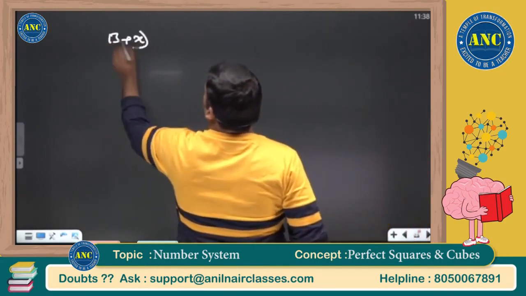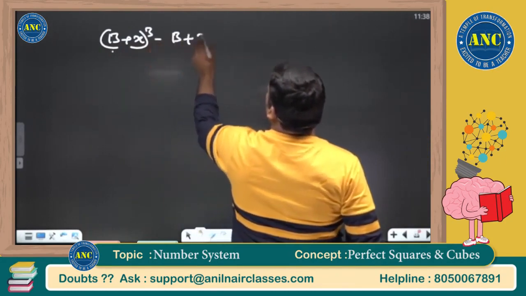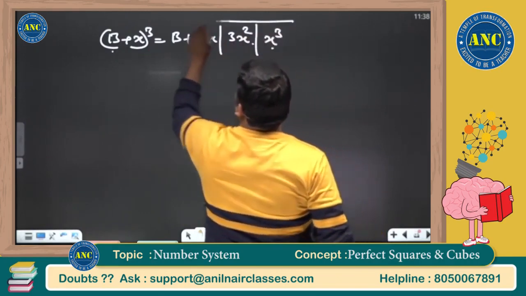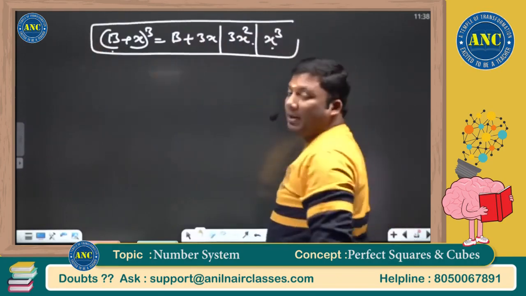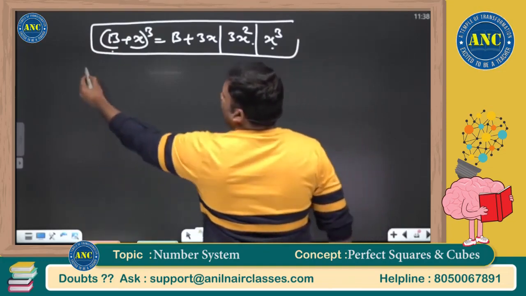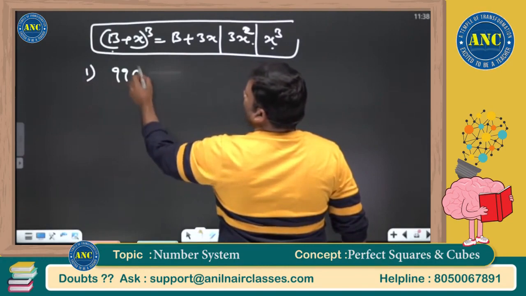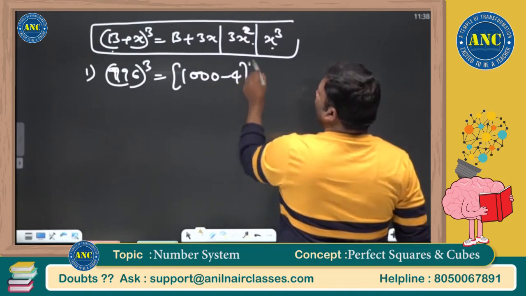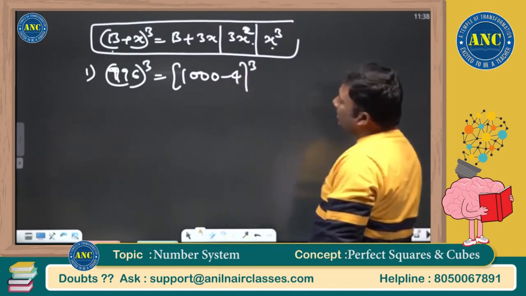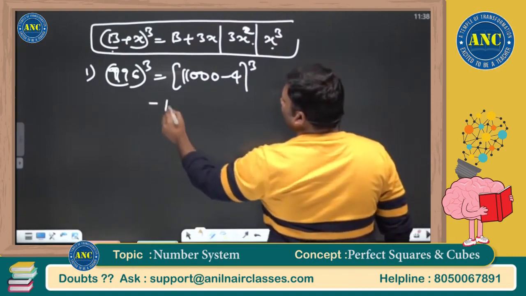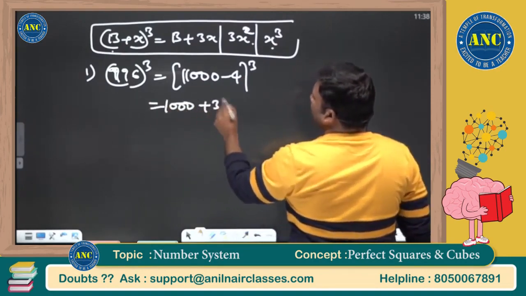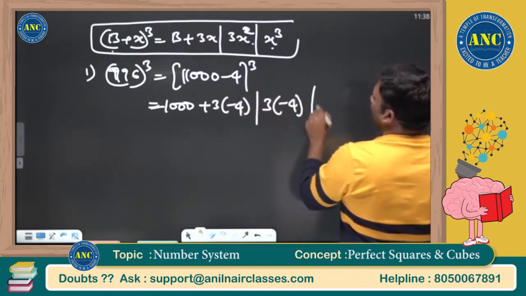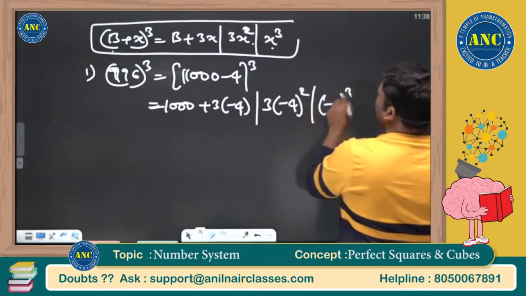b plus x. Let me take a little different one. This slide is very important, sir. b plus x whole cube is equivalent to b plus 3x, 3x square and x cube. 996 whole cube. If you practice it, you can solve it very fast. 996 is 1000 minus 4 power 3. These are nothing but b plus 3x, next is 3x square, and the next one is x cube. I hope this step is clear.